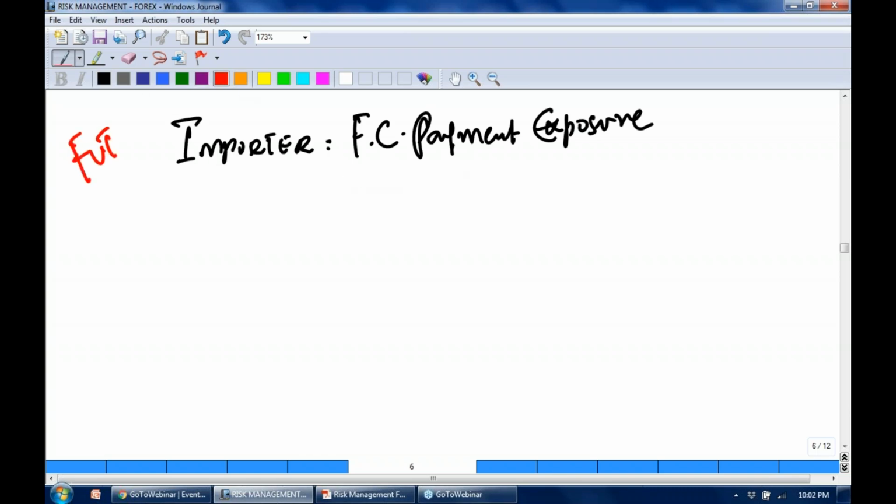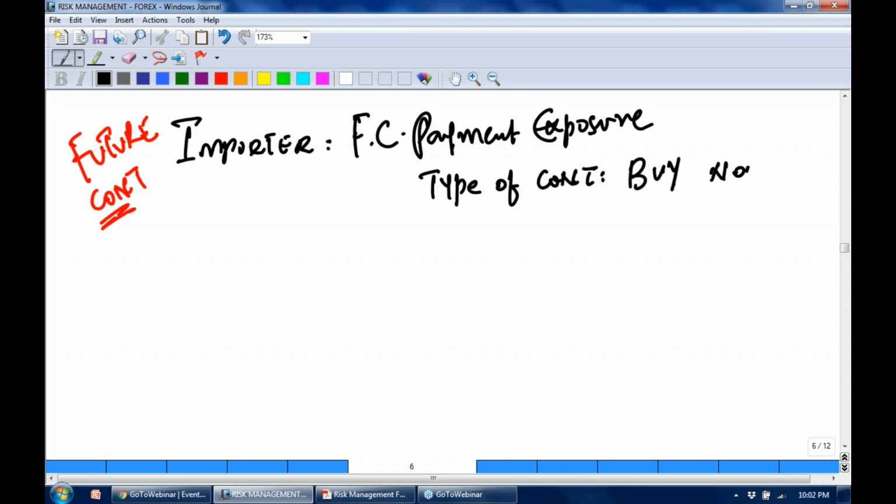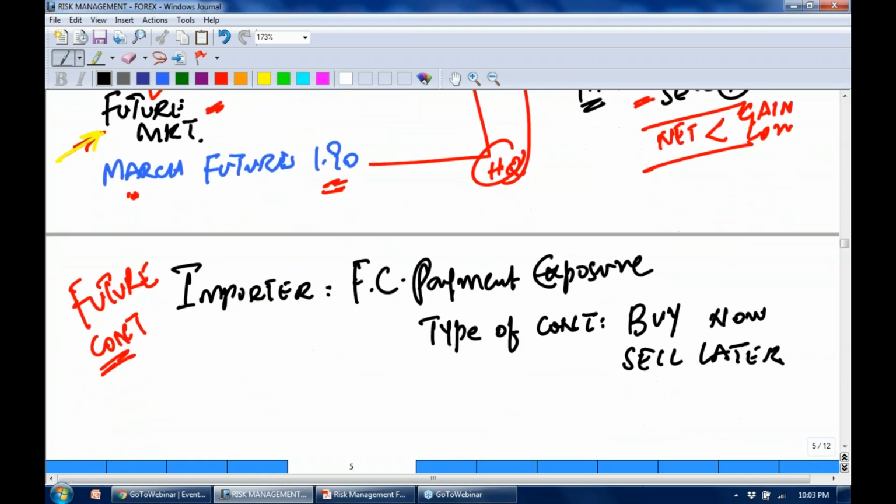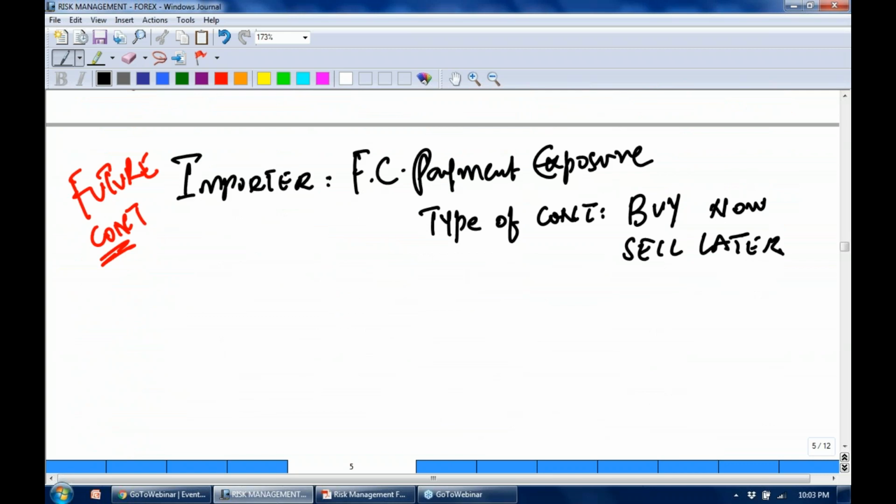All the things we are discussing, the future contract: what type of contract will we pick? We will say buy now, sell later. Buy sterling, sell later. Make a business model. Buy now, pick a contract; we neither actually buy nor actually sell. The net is either a gain or a loss.